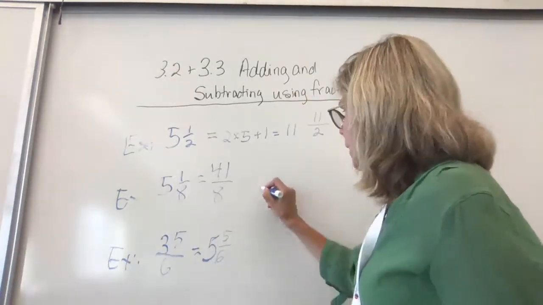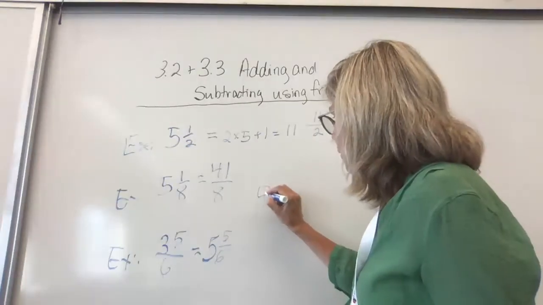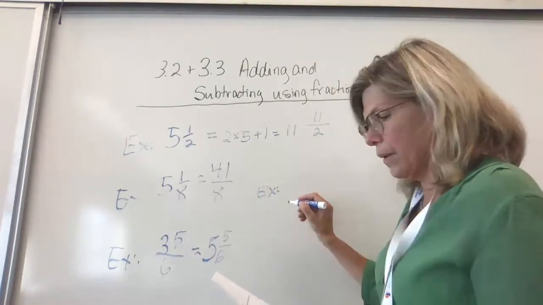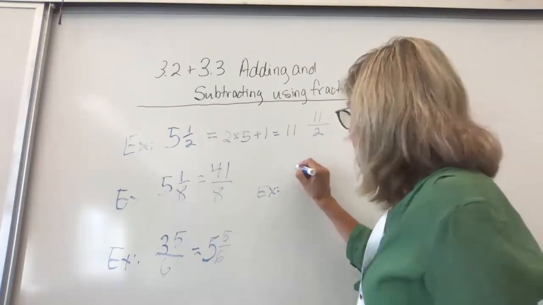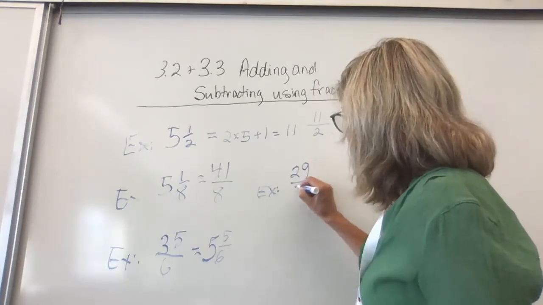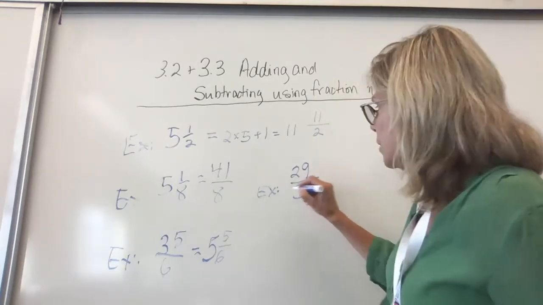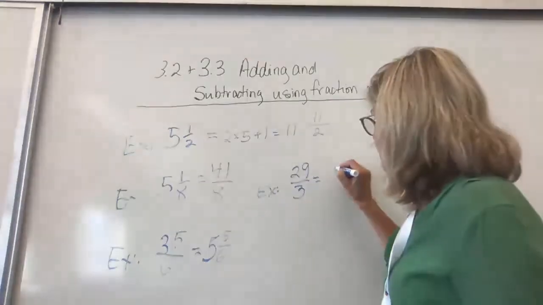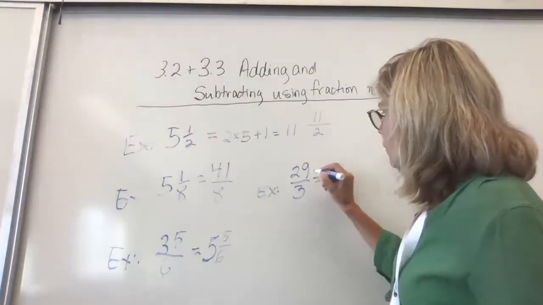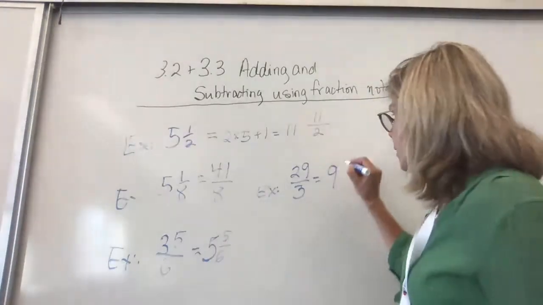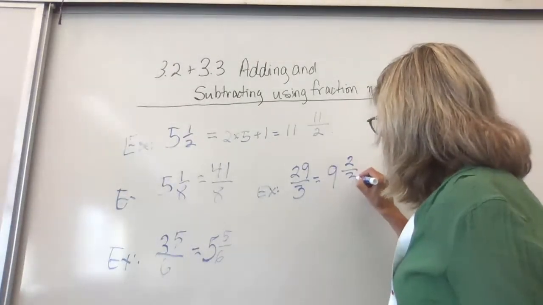Or another example is 29/3. So then you say 3 goes into 29 9 times, and then that leaves 2 left over because that's 27. So 29 minus 27 is 2, and that's 9 2/3.